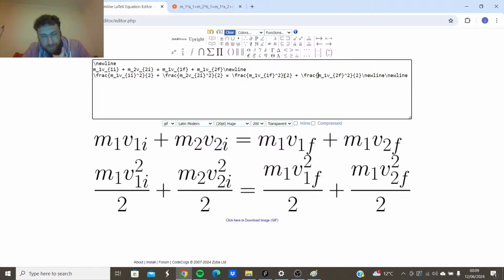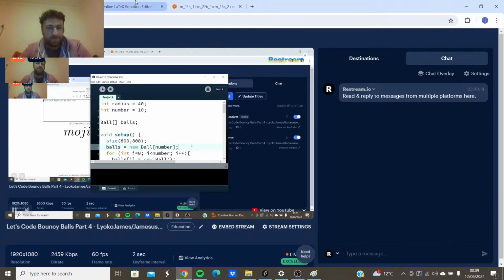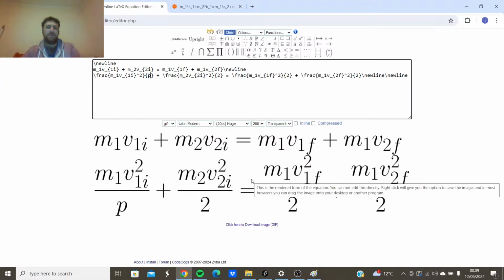Mass 1 times initial velocity 1 plus mass 2 times initial velocity 2, the initial momentum of the system, is equal to the final momentum of the system. And the initial kinetic energy is equal to the final kinetic energy. And actually, it's probably a good thing that I wrote in these 2's because, well, actually, we're going to get rid of them and re-add them, but that's beside the point. The point is, this is our original set of equations.